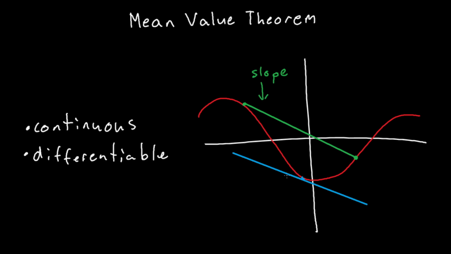But basically, that's it for the video. The slope of the secant line, as long as the function is continuous and differentiable, is equal to some derivative within the interval of your 2 points.